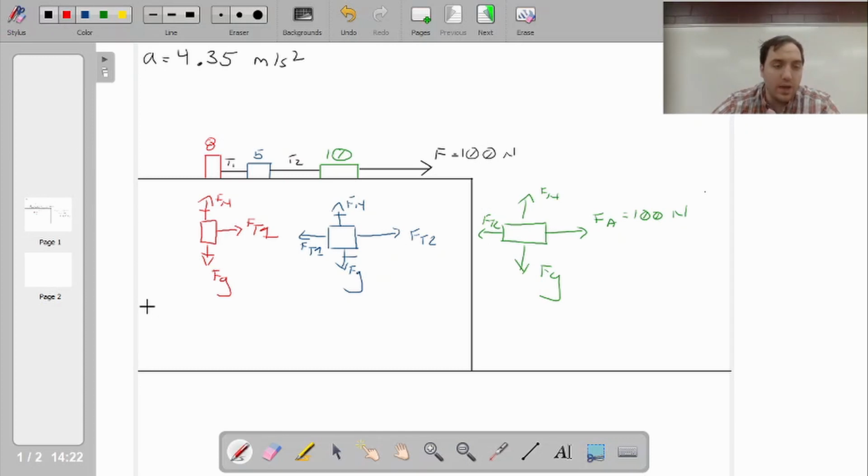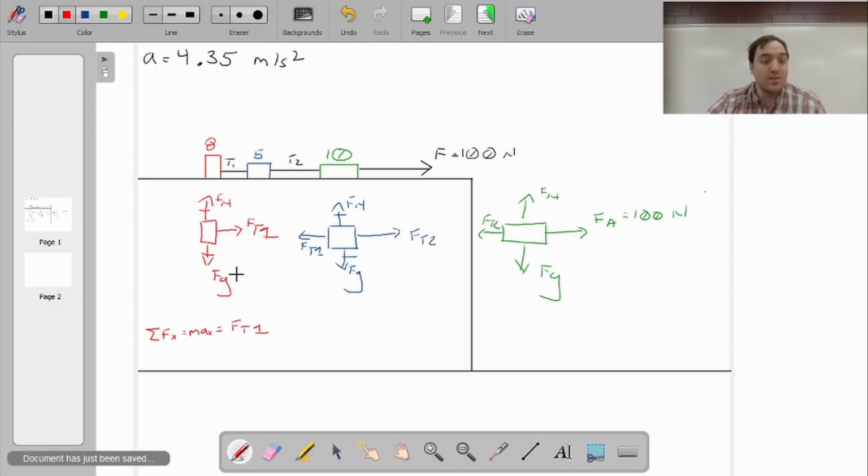So all I need to do is write down my sum of all forces. My sum of all forces in the x direction equals ma equals FT1. And for the red, that's all there is. I don't even have friction right now. Again, we'll get to that later, but that's all there is to it. So solving this becomes eminently easy because my tension force is just going to be m times a for this one, because it's the only force acting. So 8 times that 4.35 equals T1.